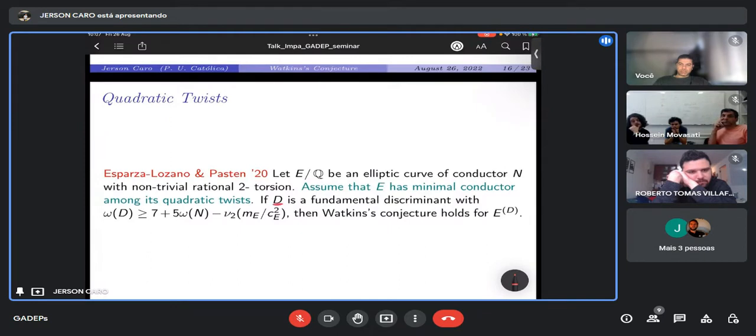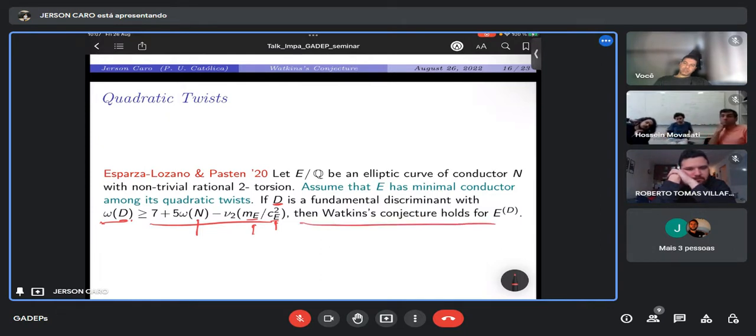And then if we put some conditions on D, we need that WD is bigger than this quantity. And this quantity only depends on the original elliptic curve, only depends on E. This is the Manning constant that I defined before, and this is the conductor of the original elliptic curve. And when that happens, this quadratic twist satisfies Watkins conjecture.